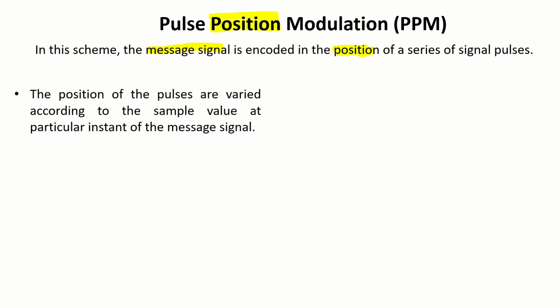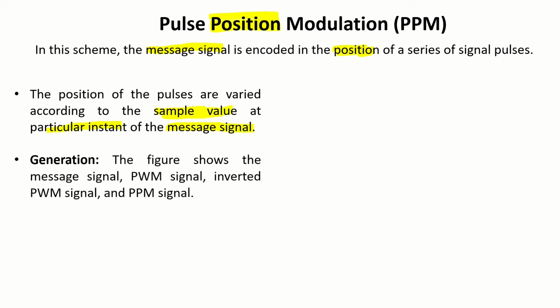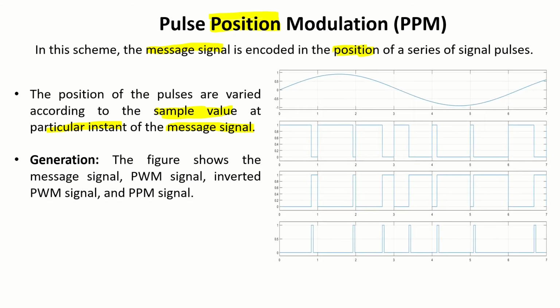That is, the position of pulses are varied according to the sample value at a particular instant of the message signal. So for the generation of PPM, again consider that this is our message signal m(t), and as per our prior discussion, from this message signal we have achieved a pulse width modulation signal, PWM signal, and from this PWM signal we invert it by using a NOT gate to achieve a complementary pulse width modulated signal.